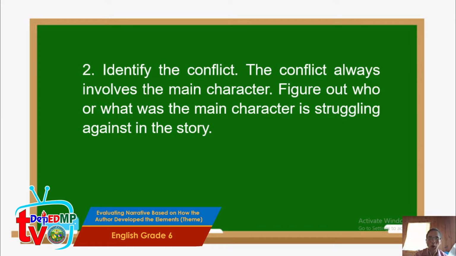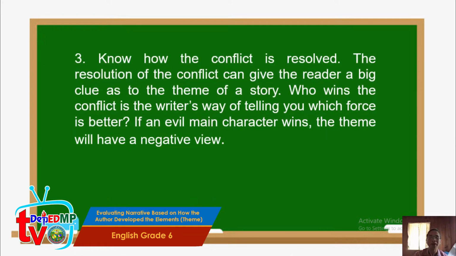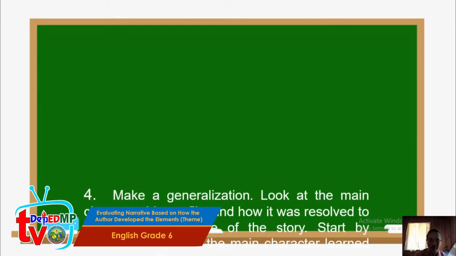Figure out who or what the main character is struggling against in the story. Number 3, know how the conflict is resolved. The resolution of the conflict can give the reader a big clue as to the theme of a story. Who wins the conflict is the writer's way of telling you which force is better. If an evil main character wins, the theme will have a negative view.